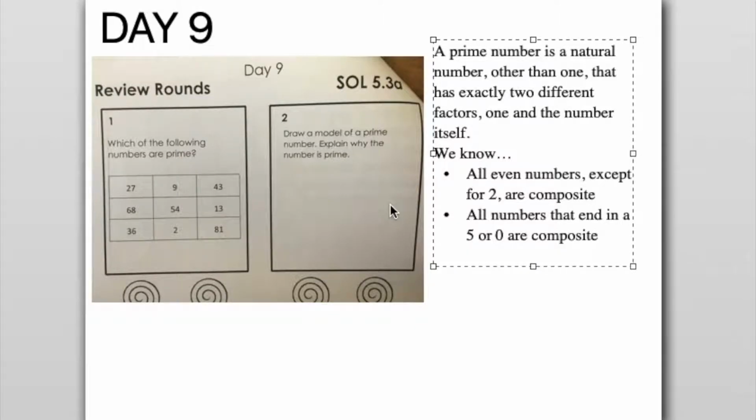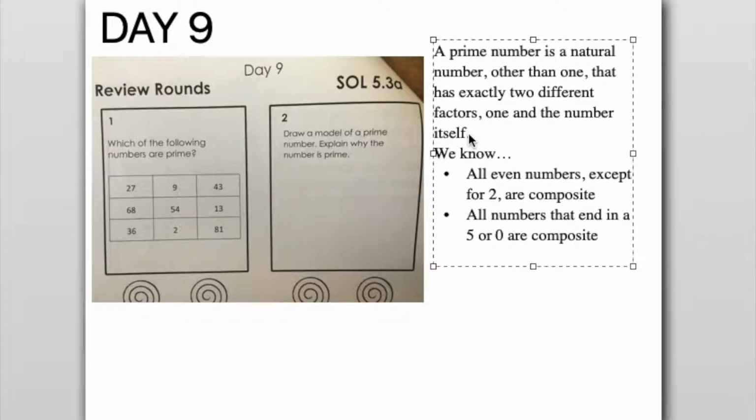Day 9. Question 1. Which of the following numbers are prime? All right, guys, so at the beginning of the year, we learned about prime numbers and about composite numbers. Over here, I've got the definition of a prime number. A prime number is a natural number other than 1 that has exactly 2 different factors, 1 and the number itself. That means there are only 2 numbers you can multiply to get that number.